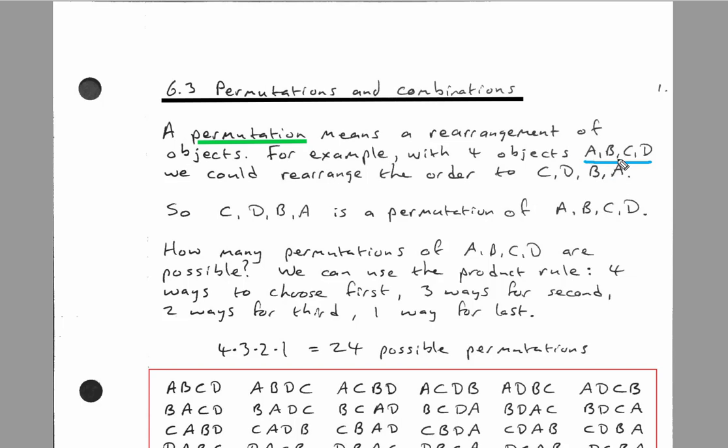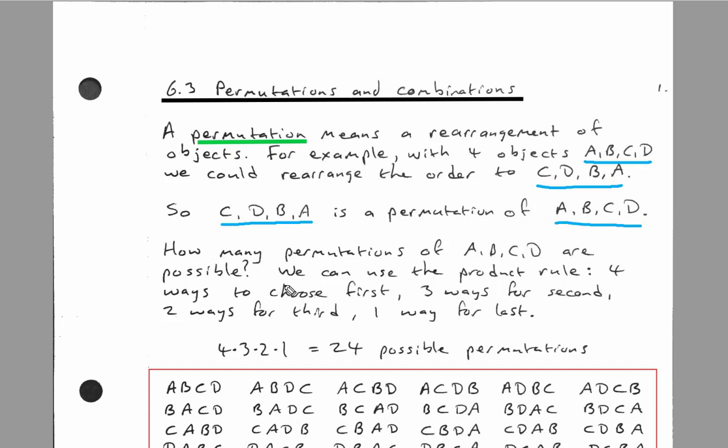if you have the four objects A, B, C, and D in this order, you could think about changing the order, so rearrange them to, for example, C, D, B, A. So C, D, B, A is a permutation of A, B, C, D. But there are lots of other ways to rearrange four things.